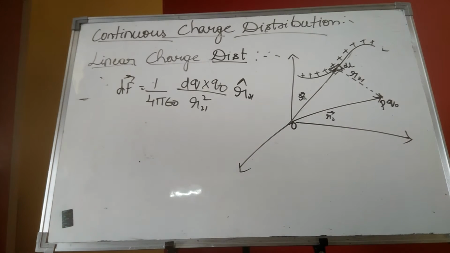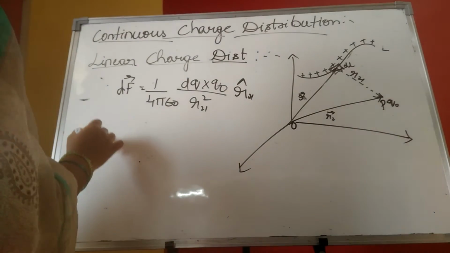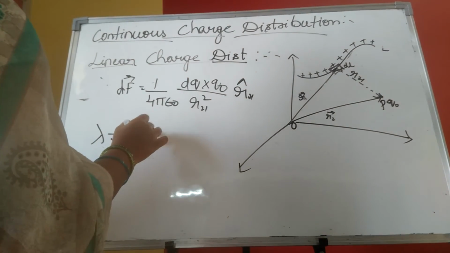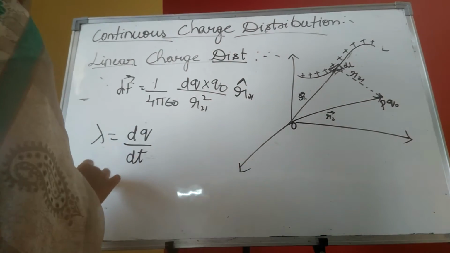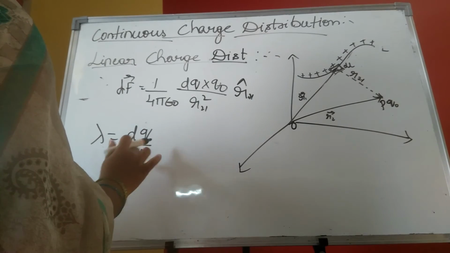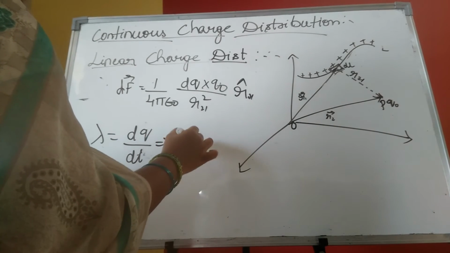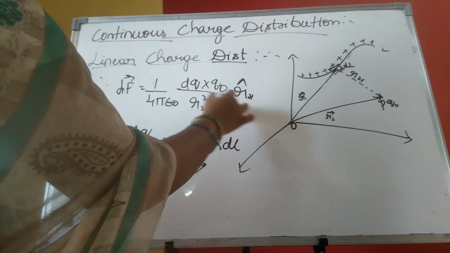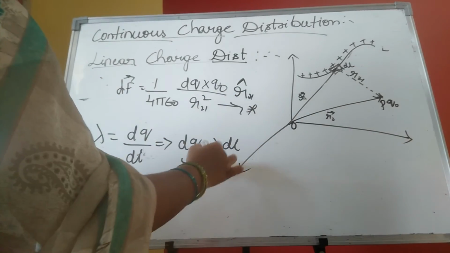Clear, guys? Now how do we apply this to the linear charge density expression? We know that the linear charge density lambda is charge per unit length, so lambda is equal to dq by dl, or else I can write dq is equal to lambda into dl. Now can I consider this in equation star?